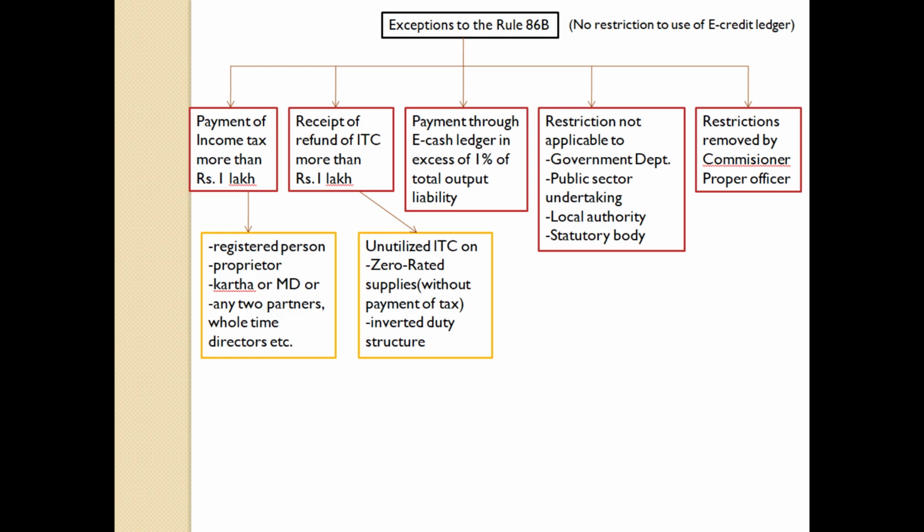And the next one is a registered person who has paid more than 1% of the total output tax liability using the e-cash ledger. Rule 86B shall also not be applicable to a government department, public sector undertaking, local authority or statutory body. And the last one is that the commissioner or any other proper officer may remove the said restriction after such verification and safeguard as he may think fit.